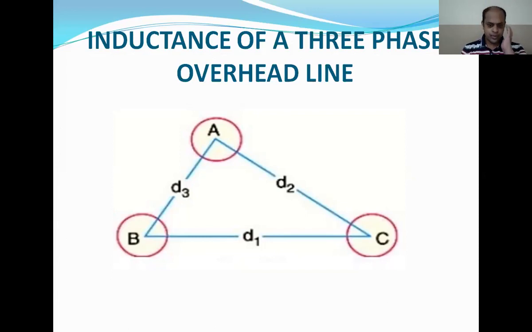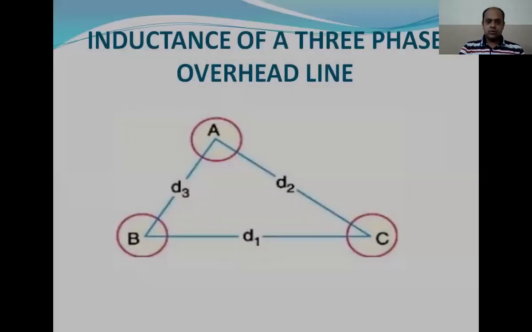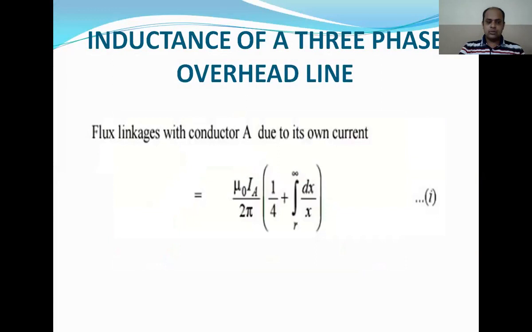First, from these three conductors, we are going to find the flux linkage with conductor A due to its own current. Why flux linkage? Because flux linkage will help us to find the inductance. We already discussed this flux linkage in our lecture 2. So first we have to find out the flux linkage of conductor A. So how can we find this flux linkage?